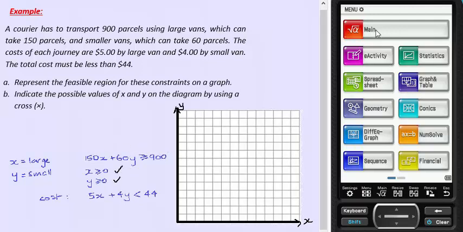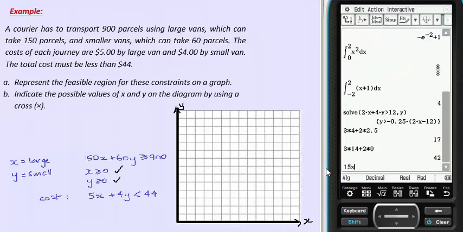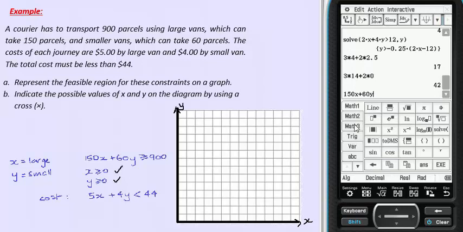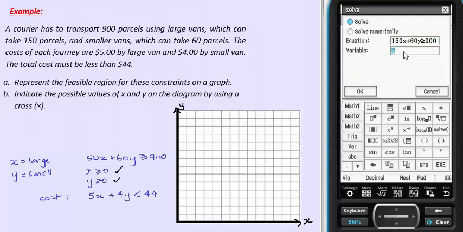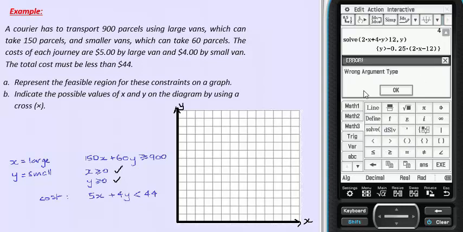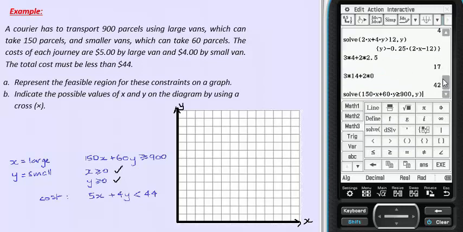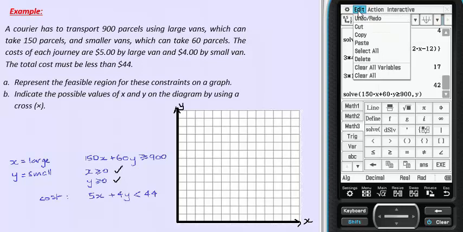150X plus 60Y is greater than or equal to 900. Remember, I'll go here and I'll type it in. 150X plus 60Y is greater than or equal to 900. Remember, in my keyboard, I'll go to Maths 3 and get my greater than or equals to 900. Then I highlight that and I'll go interactive and I'll do equation inequality and solve, and I do that for Y. So anytime I want to express something in an mx plus c format, I'll solve for Y, and it doesn't like it. Now what this means is that somewhere in my calculator I've already calculated values for X or Y. So it means I need to reset the calculator completely.